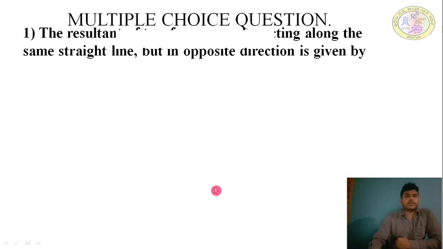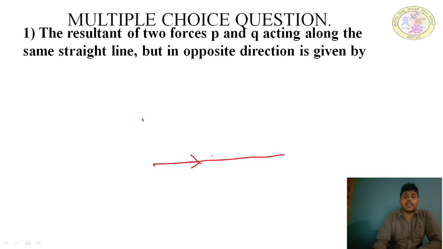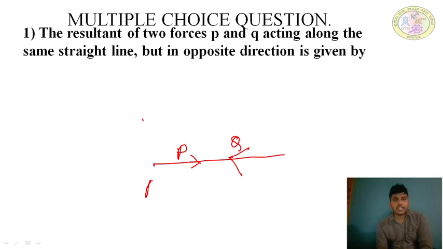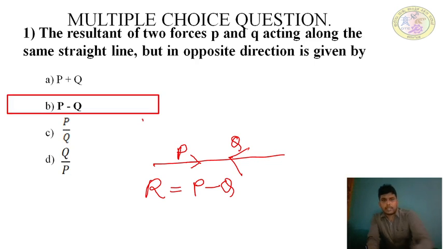Multiple choice questions. First one: the resultant of two forces P and Q acting along the same straight line but in opposite directions. When forces P and Q act along the same straight line, they are collinear forces, but in opposite directions. P is in this direction and Q is in this direction. Then the resultant of the force will be P minus Q. Options: P plus Q, P minus Q, P by Q, and Q by P. The answer is P minus Q.